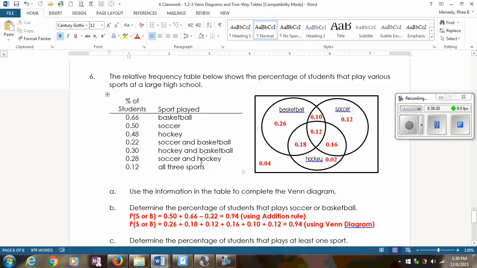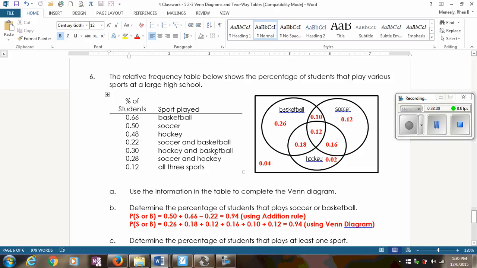If I look at my soccer and hockey group, that's going to be this part of my Venn diagram. It's going to include both of those sections. And I know that there are a total of 28%. Well, I've already got the 12% that play all three sports, so that leaves me with 16% that play soccer and hockey but not basketball.